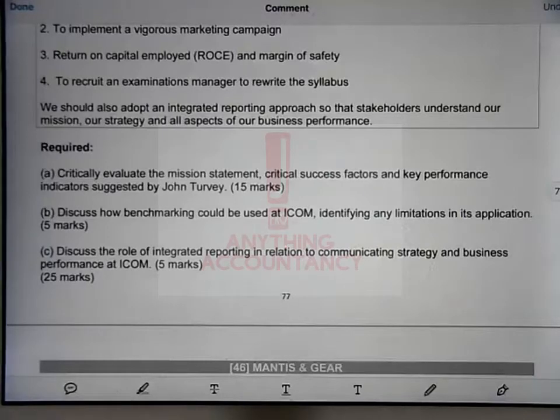Do you know the different types of benchmarking? Hopefully you know the different types of benchmarking. What are the different types of benchmarking that you have? Anybody knows? You got internal benchmarking, functional benchmarking, asset class, competitive benchmarking or strategic benchmarking, right? Discuss the role of integrated reporting.